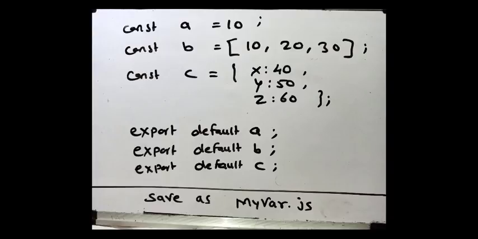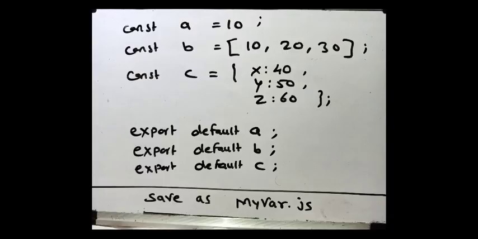In the fourth slide, I have three variables which we want to declare either by var or let or const. If I use const, what will happen? Const a equal to 10, which is a primitive value, integer value. Const b equal to an array, because square bracket is given, that means it is an array having three elements 10, 20, 30. Then we have third variable const c having an object x colon 40, y colon 50, z colon 60.